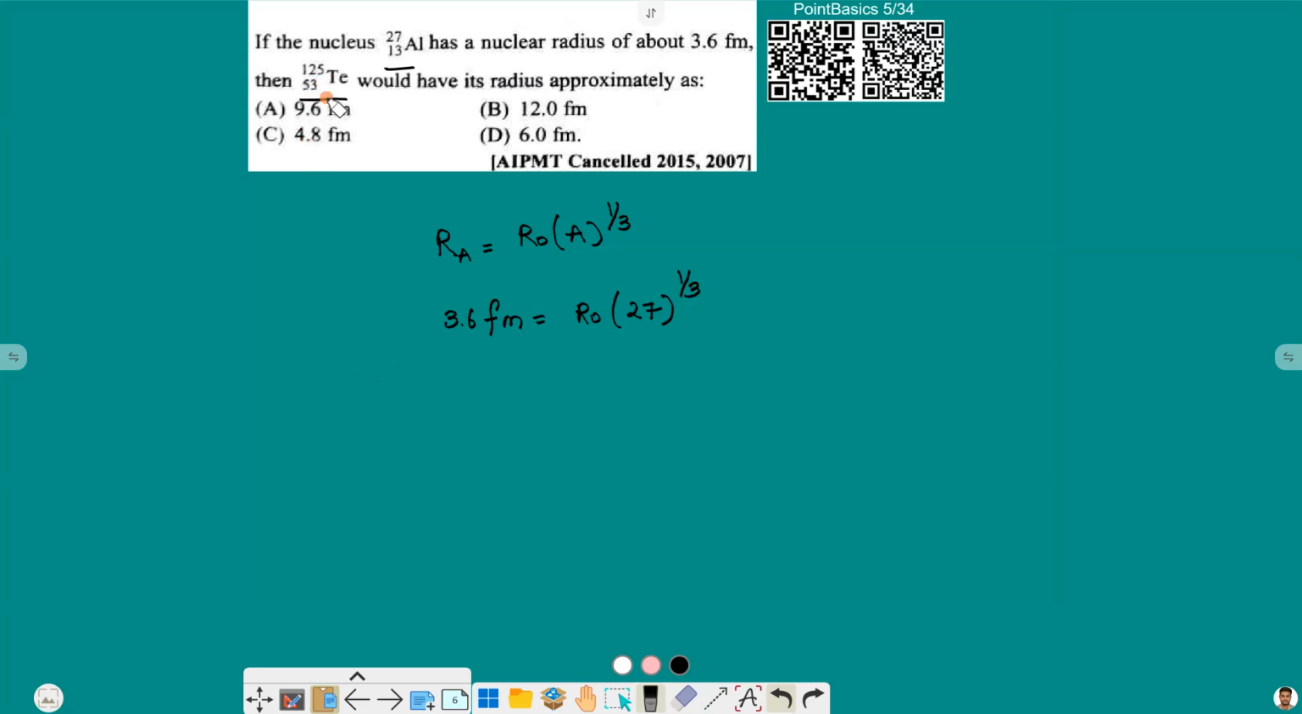Now for tellurium, let's say the radius is R_T, and that will be R_0 into 125 raised to power 1 by 3. So if we divide both of these, we get 3.6 divided by R_T is equal to 27 raised to power 1 by 3, which is 3, and 125 raised to power 1 by 3, which is 5. So this will cancel out to 1.2, and R_T is basically 6 for me. That is option D for us.